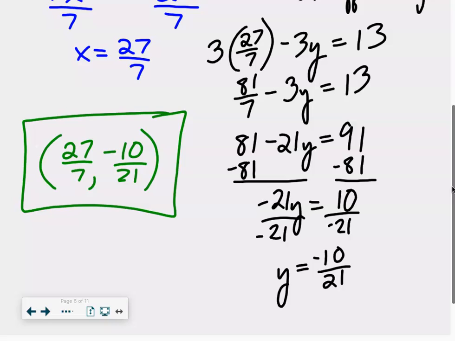Yes, Jose. Good question. When you have a fraction, is 10 over negative 21 the same as negative 10 over 21? Yes. Makes no difference if the negative's on the bottom or the top. Or could I put it out front like that? Same thing. Yeah, makes no difference where the negative goes.